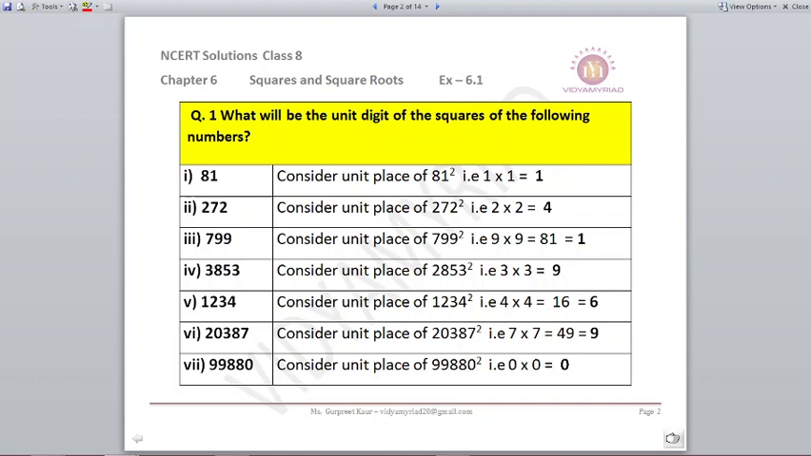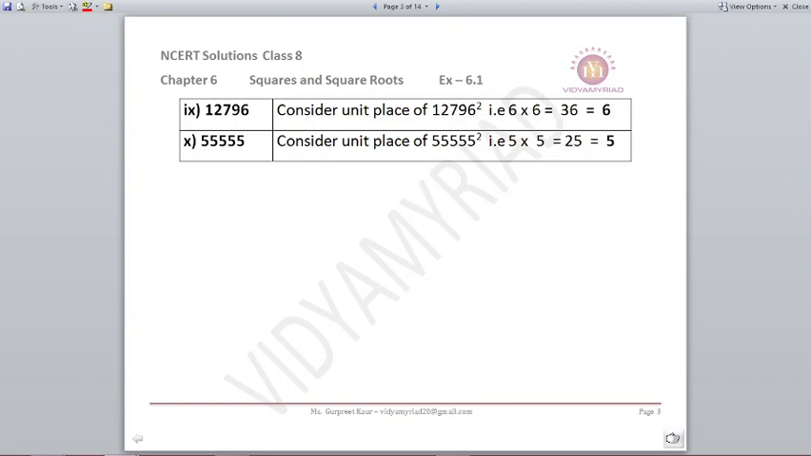3853. So 3 into 3, 9. 1, 2, 3, 4. 4 into 4, 16. So what will come at its units place? Only 6. 20387. Now 7 into 7, 49. So what will come at its unit place? Only 9. 99880. 0 into 0 is 0. 12796. 6 into 6, 36. So what is coming at its unit place? 6. 55555. 5 into 5, 25. Again at its unit place only 5 will come.